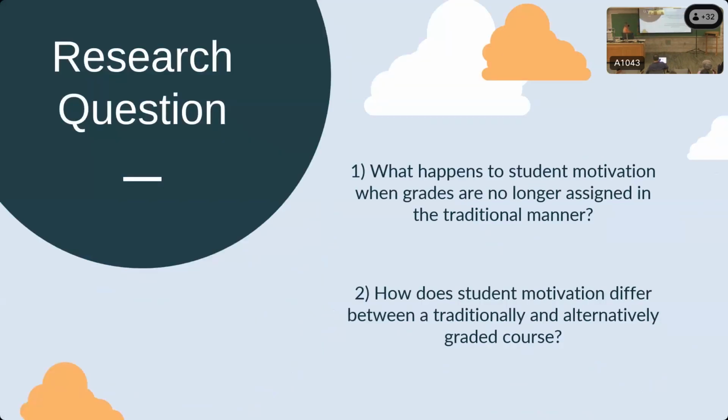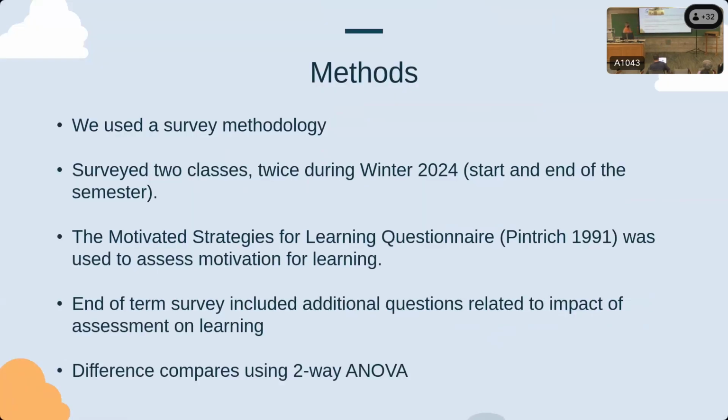So that's just a brief snapshot of what alternate grading is. So these were Hannah's two research questions. What happens to student motivation when grades are no longer assigned in the traditional manner? And then the second piece, how does student motivation differ if we compare motivation between traditionally graded and alternately graded courses? So those were our research questions.